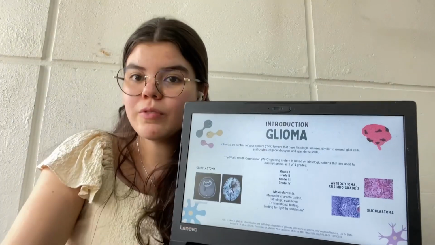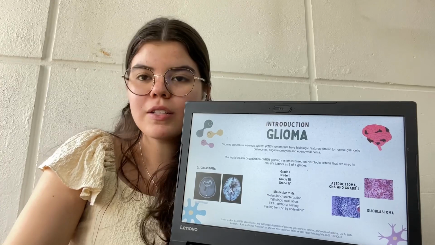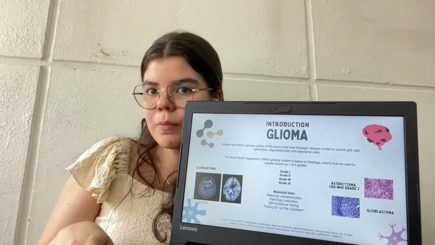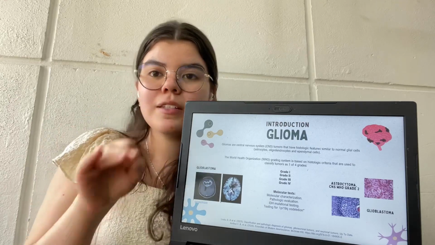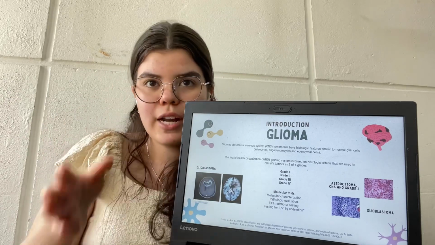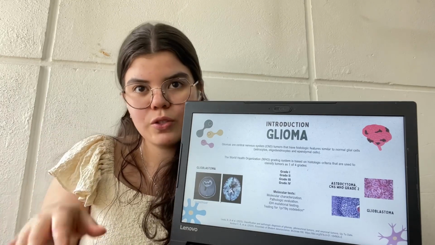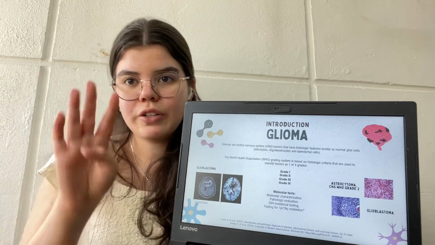First of all, it's important for us to speak a little bit about what glioma is. Gliomas are central nervous system tumors that have physiological features similar to normal glial cells, for example astrocytes, oligodendrocytes, and epithelial cells. The World Health Organization has a grading system based on physiological criteria that are used to classify tumors into grades 1 to 4.